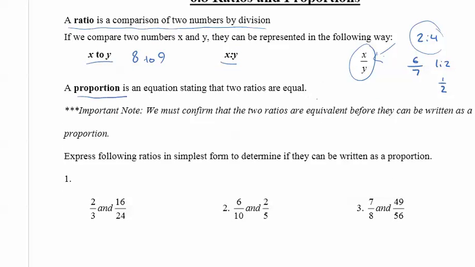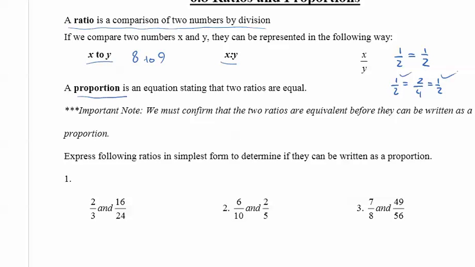So such an equation would be something like this. Let me just erase some of this stuff here. Such an equation would be something like this: 1/2 equals 1/2, because this 1/2 is a ratio of 1 to 2, and it's equal to the ratio of 1 to 2. However, they won't give it to you like this. They might give it to you like 1/2 equals 2/4. 2/4 simplifies to 1/2. So 1/2 does equal 1/2, therefore this is a proportion.